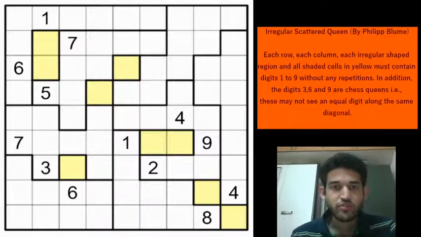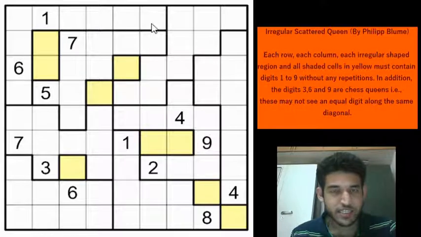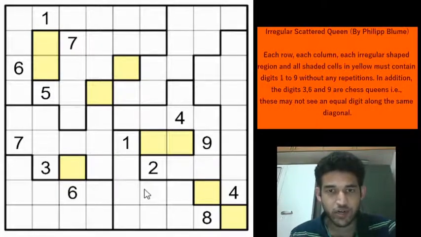Moving on to the rules of the Sudoku, we are basically combining three different variants in this Sudoku. One is irregular, the other is scattered, the other is queen. So the rules are: each row, each column and each irregular shaped region in the grid will contain the digits 1 to 9. In addition to that, the cells shaded in yellow, there are exactly 9 of those cells, will also contain digits 1 to 9.